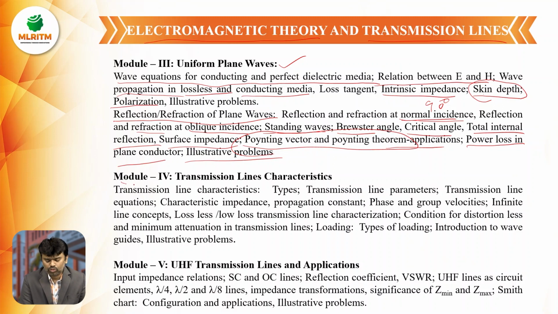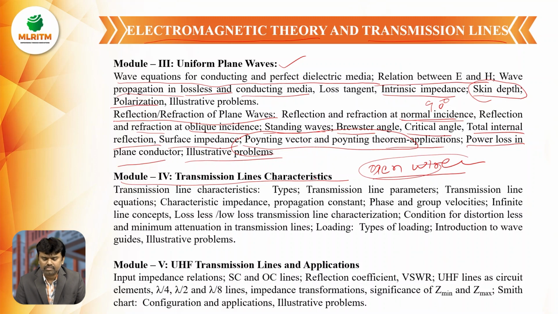Coming to the fourth module, transmission line characteristics. We have different types of transmission lines: open wire lines, next coaxial cables, optical fibers, and waveguides. But in this course, mainly we will learn about the open wire lines only. Open wire lines are mainly used to transfer the electricity from one place to another place. To transfer the electricity, we are using those open wire lines. Transmission line characteristics we will learn by learning the fourth module and fifth module.